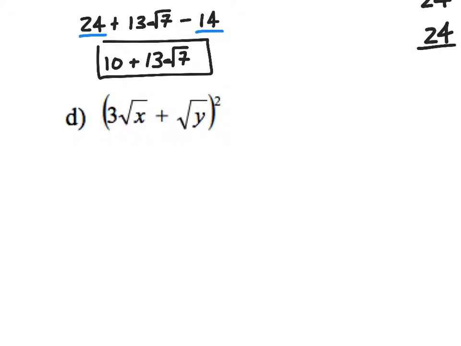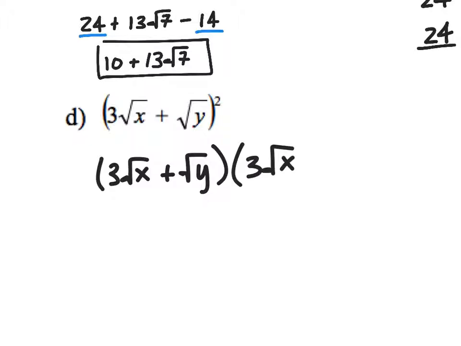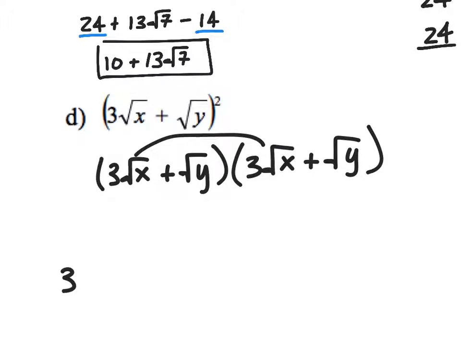Now, if I've got something squared, what I'm really doing is I'm taking the quantity 3 square root of x plus the square root of y and multiplying it by itself. 3 square root of x plus the square root of y. Okay, and so what I've got from here is, let's go ahead and multiply this out. So I've got 3 times the square root of x times 3 square root of x.